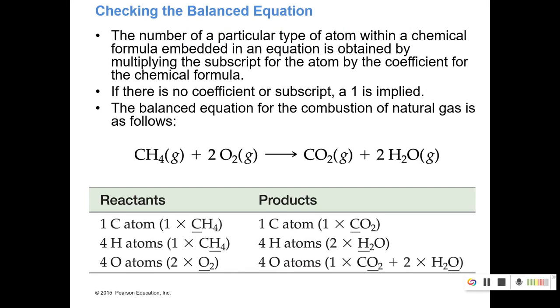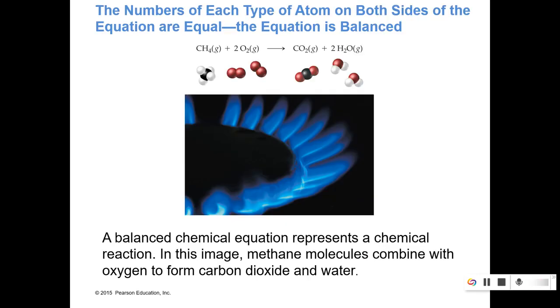So here we are checking at the end. We always want to check once we put coefficients in. And everything is balanced. We have the same number of each atom on both sides. Okay, here's a particulate view. Remember, Mastering Chemistry does like particulate views, so you may see that.